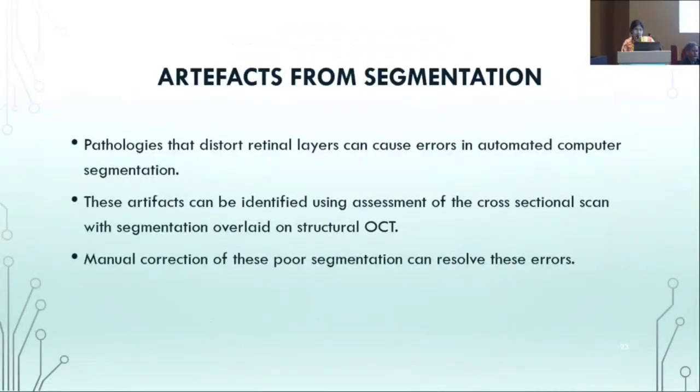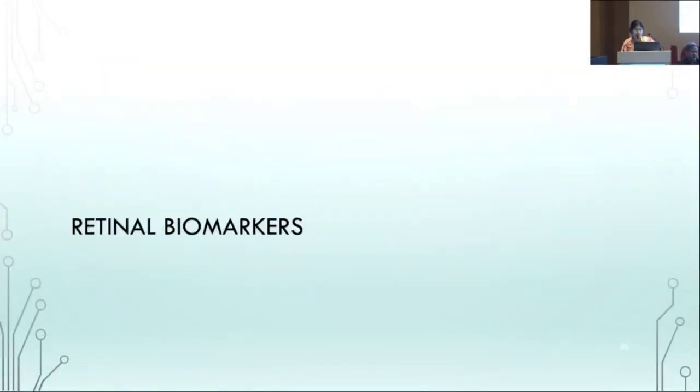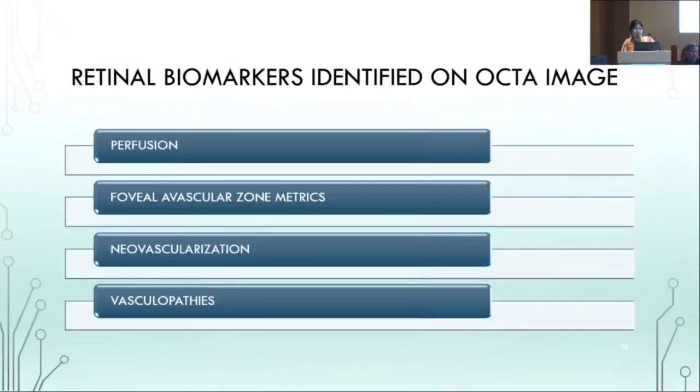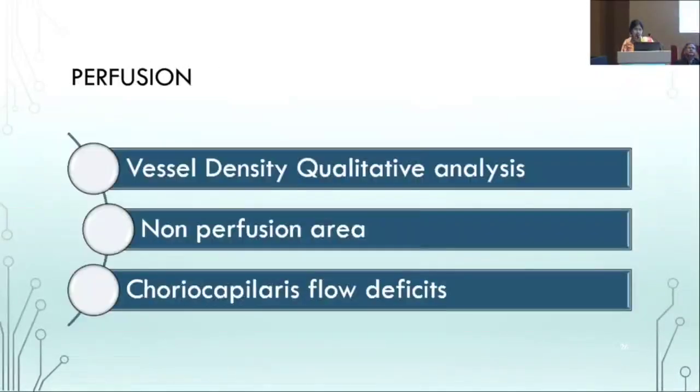The artifacts from segmentation pathologies that distort retinal layers can cause errors in automated computer segmentation. These artifacts can be identified using assessment of cross-sectional scan with segmentation overlaid on structural OCT. Manual correction of these poor segmentations can resolve these errors. The retinal biomarkers that are identified on OCT images are perfusion, foveal avascular zone metrics, neovascularization, and vasculopathies.